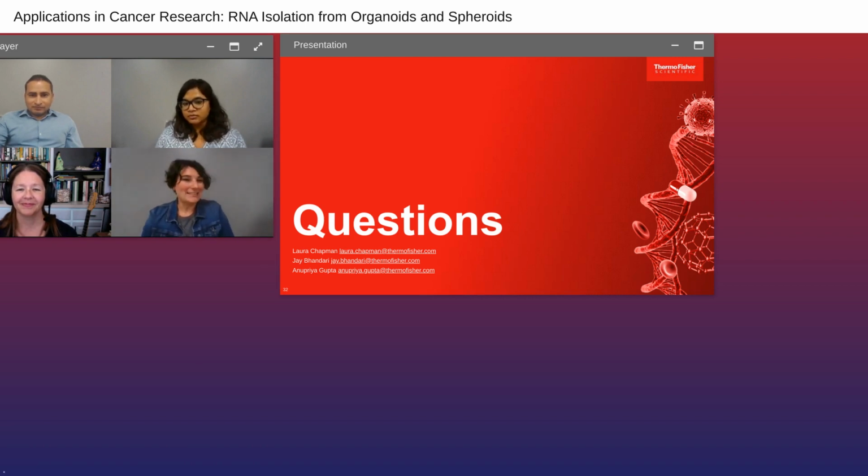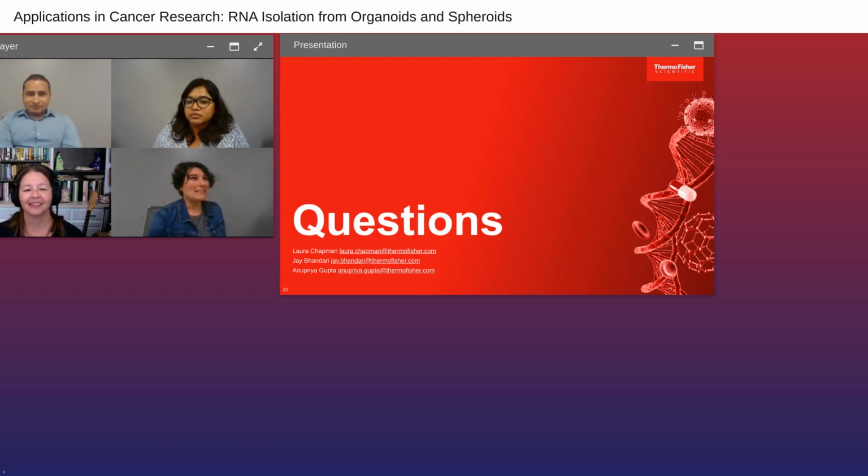I'll take a quick stab at that. So for pooling, since it's a larger number of samples and a larger mass of cells, you would want something that has a little bit stronger lysis. So you wouldn't want to use the cells-to-CT. That's going to be better for smaller sample input. So TRIzol is a good option for low throughput, high purity if you want to do RNA sequencing and qPCR downstream. You'll have really pure RNA to be able to do any of your downstream analysis.